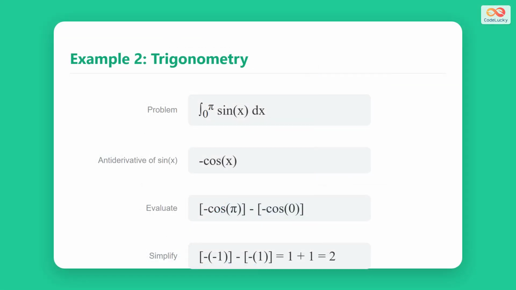Let's look at a trigonometric example. The integral of sine x from 0 to pi. The antiderivative of sine x is negative cosine x. We evaluate negative cosine at pi minus negative cosine at 0. Since cosine of pi is negative 1 and cosine of 0 is 1, this simplifies to 1 plus 1, giving us a total area of 2.